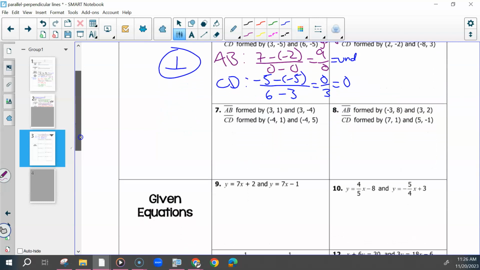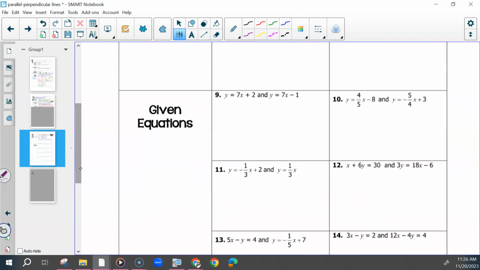The next part, we're going to skip to number 9, is being able to recognize are these parallel, perpendicular, or neither by equation. So looking at these equations, would these be parallel, perpendicular, or neither? I heard different answers. So parallel, because the slopes are the same and the y-intercepts are different. These are parallel.